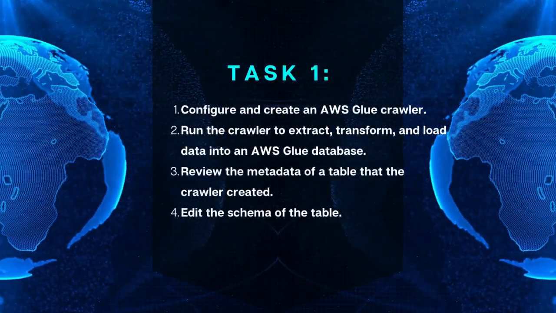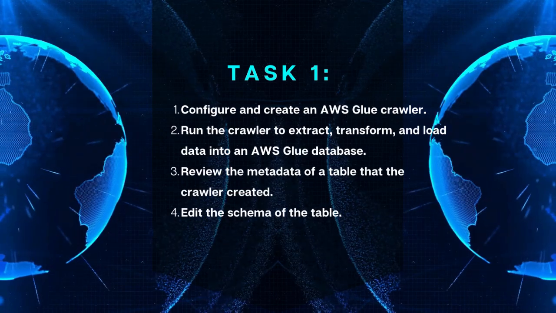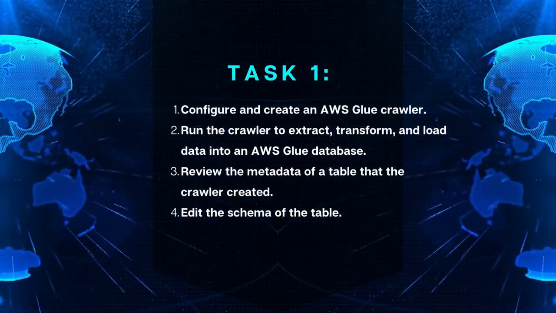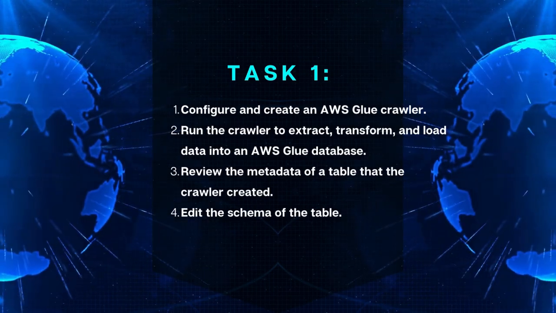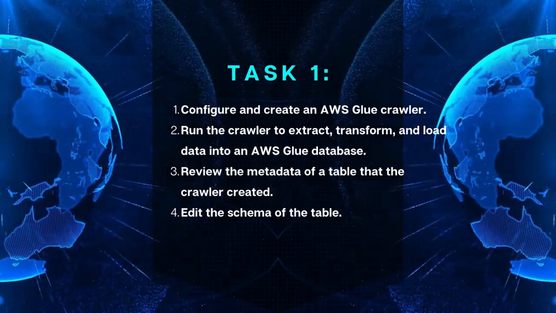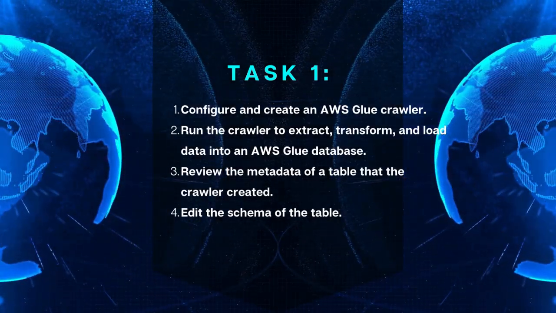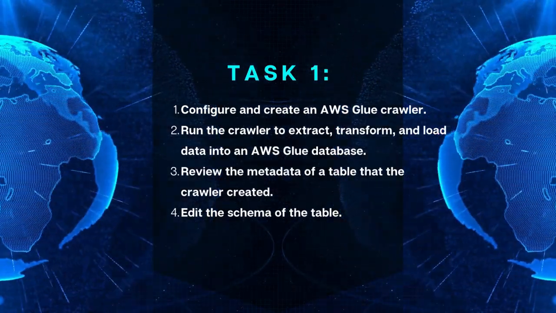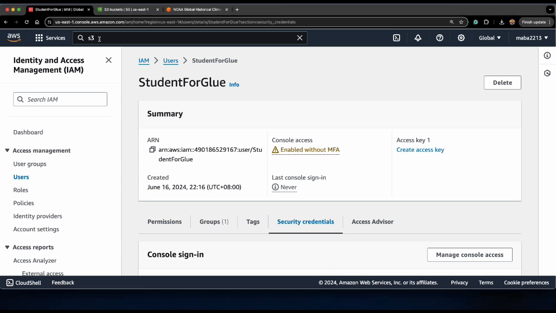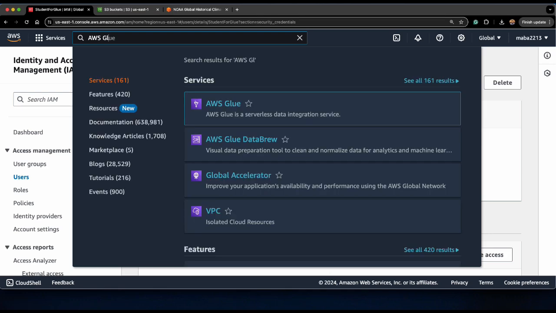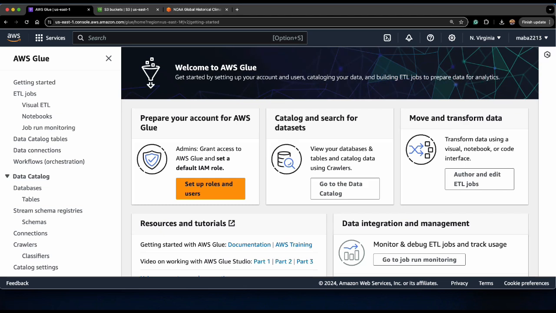In this task, you will work with data that is publicly available in an S3 bucket to do the following. First, to configure and create an AWS Glue crawler. Second, to run the crawler to extract, transform, and load the data into an AWS Glue database. Third, to review the metadata of a table that the crawler created. And fourth, to edit the schema of the table. First, you will configure and create a crawler to discover the schema for the ghcn-d dataset and extract the data from it. So to do that, we have to go to AWS Glue.